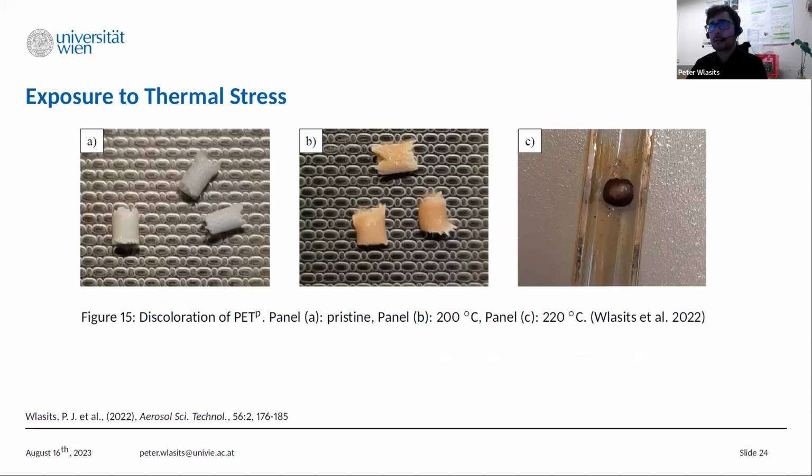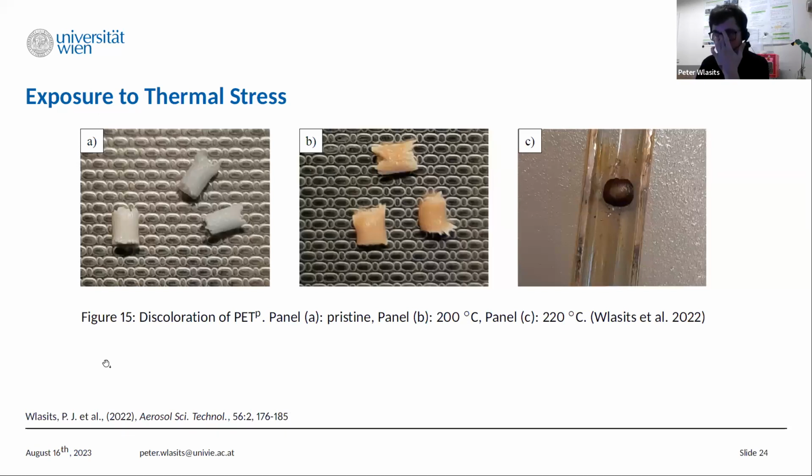Along these measurements, we've seen a discoloration of the material, which I show here on this slide. It's titled Exposure to Thermal Stress. In figure 15a, you see the whitish pellets. That's just pristine pellets as we inserted them into the tube furnace. Panel B shows the same pellets after experiments at 200 degrees Celsius. And panel C shows one of these pellets after experiments at a tube furnace set point temperature of 220 degrees.